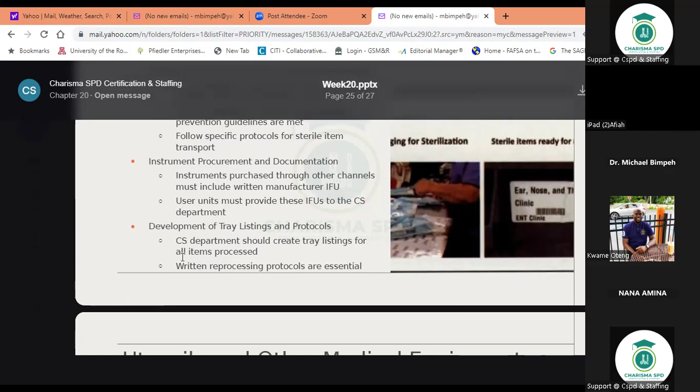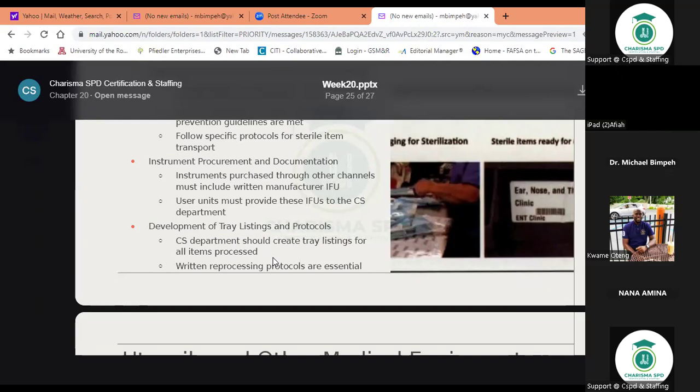Development of trade listing and protocols. The CS department should create a trade listing for all items processed. Yes, because they bought their own inventory. They paid for it, bought their own inventory, and they keep track of it.